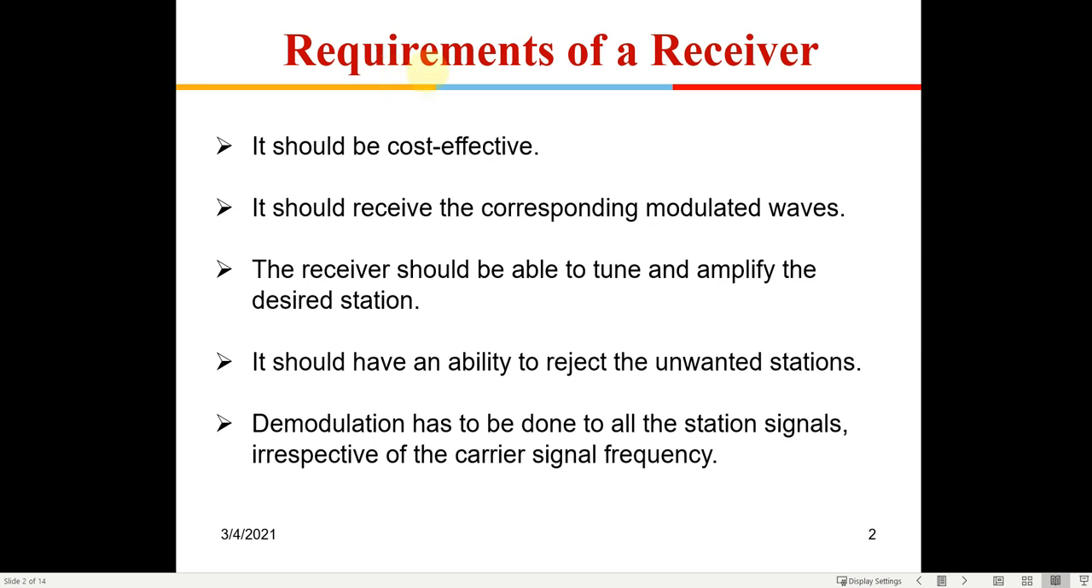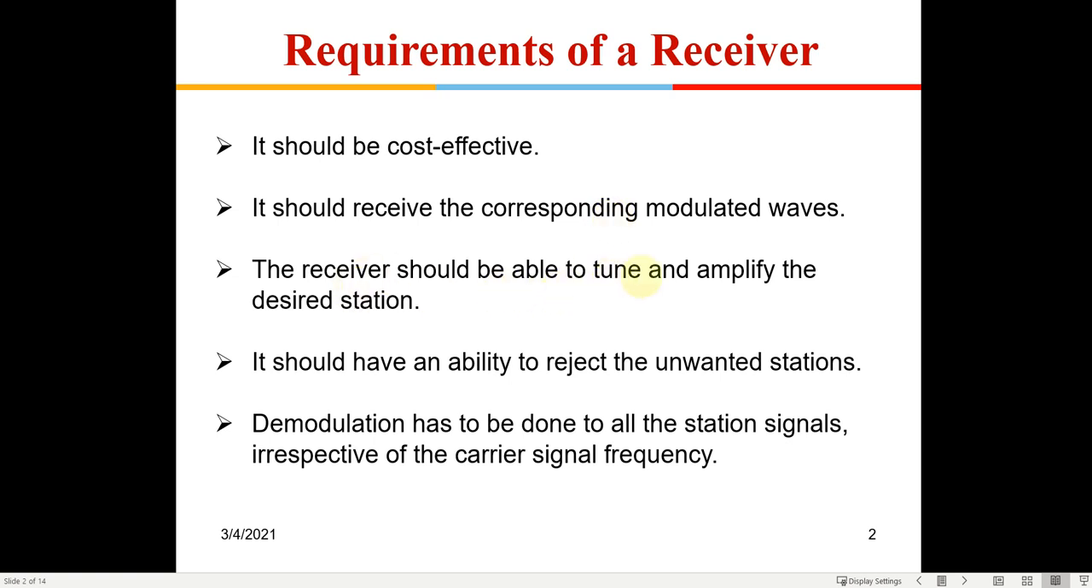First of all, let's understand what the requirements of a receiver are. Firstly, it should be cost effective. It should be able to receive the corresponding modulated waves, like if it is AM modulated or FM modulated, and do the demodulation accordingly.